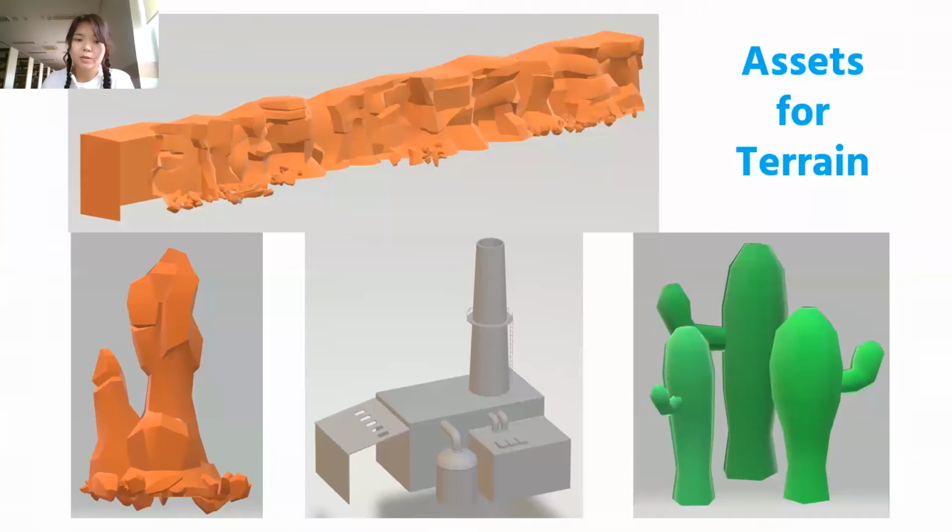And assets for our terrain. My terrain is looking like a cube, and the wall is like this rocket wall. And my landscape asset is like this rocket, some cactus, also another like plants, and also I have buildings.